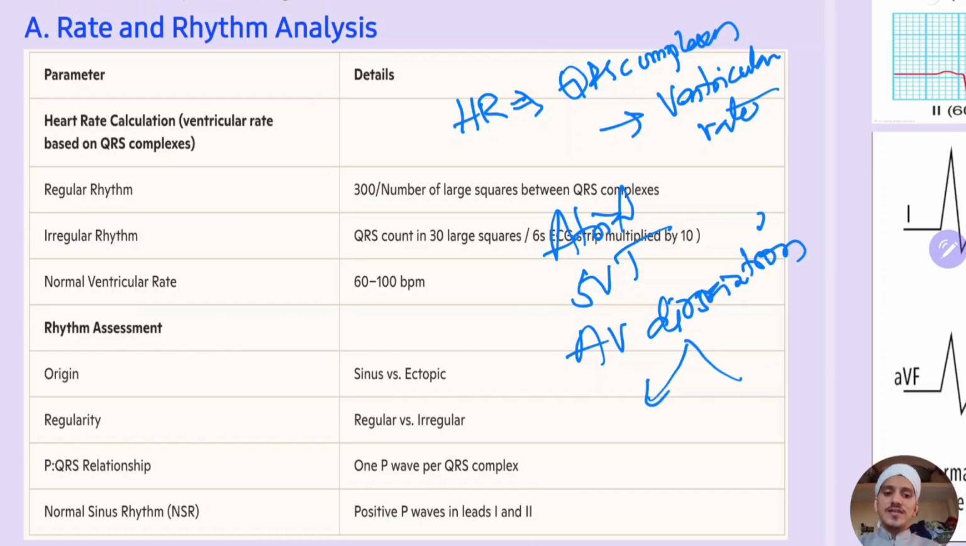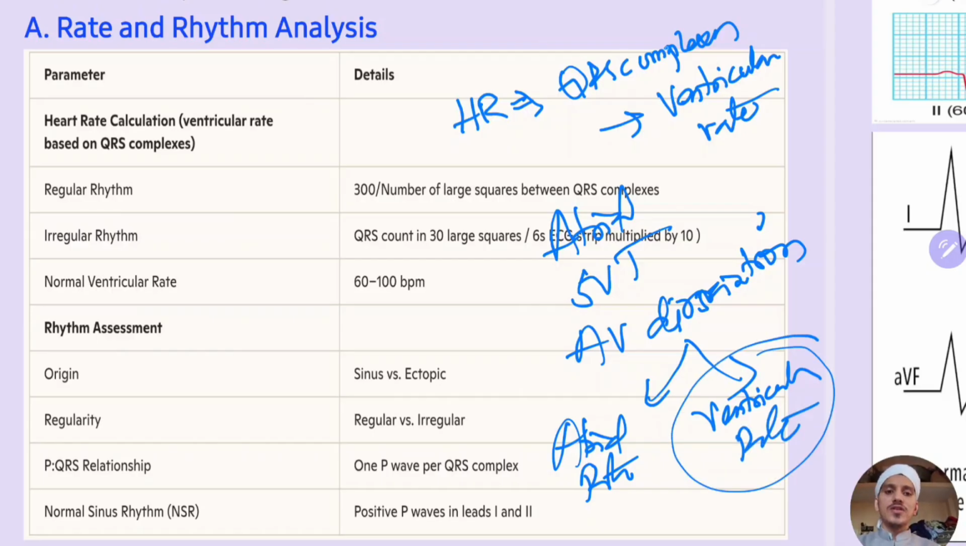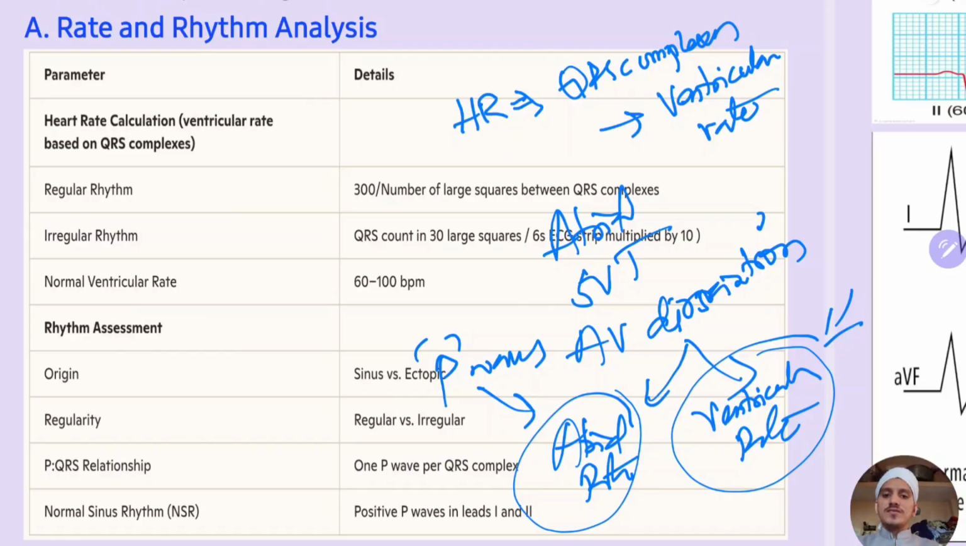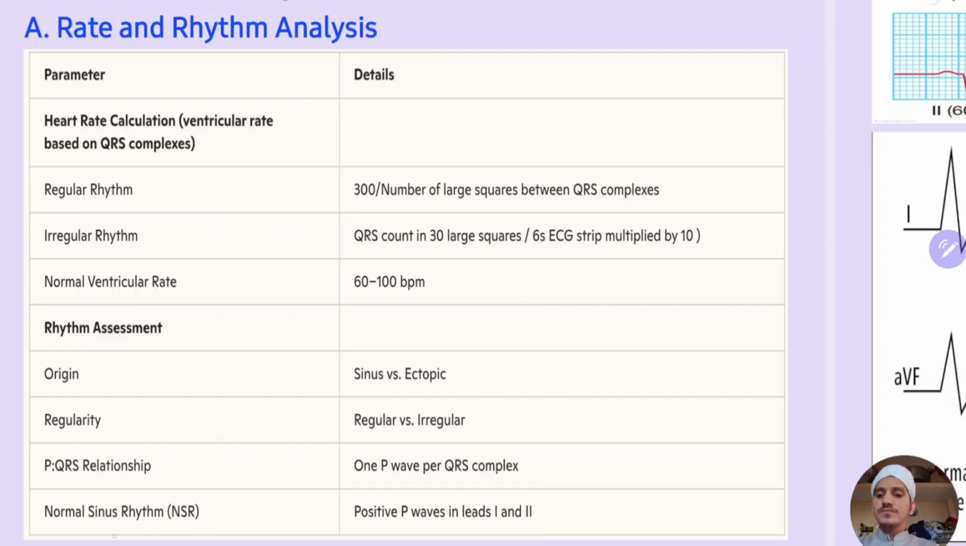you need to calculate the atrial rate and ventricular rate differently. Calculating the rate based upon QRS complexes is nothing but the ventricular rate, and calculating based upon the P waves is nothing but the atrial rate. Here we will assume we are dealing with sinus rhythm and we will calculate the ventricular rate. So, heart rate calculation: ventricular rate based on QRS complexes.